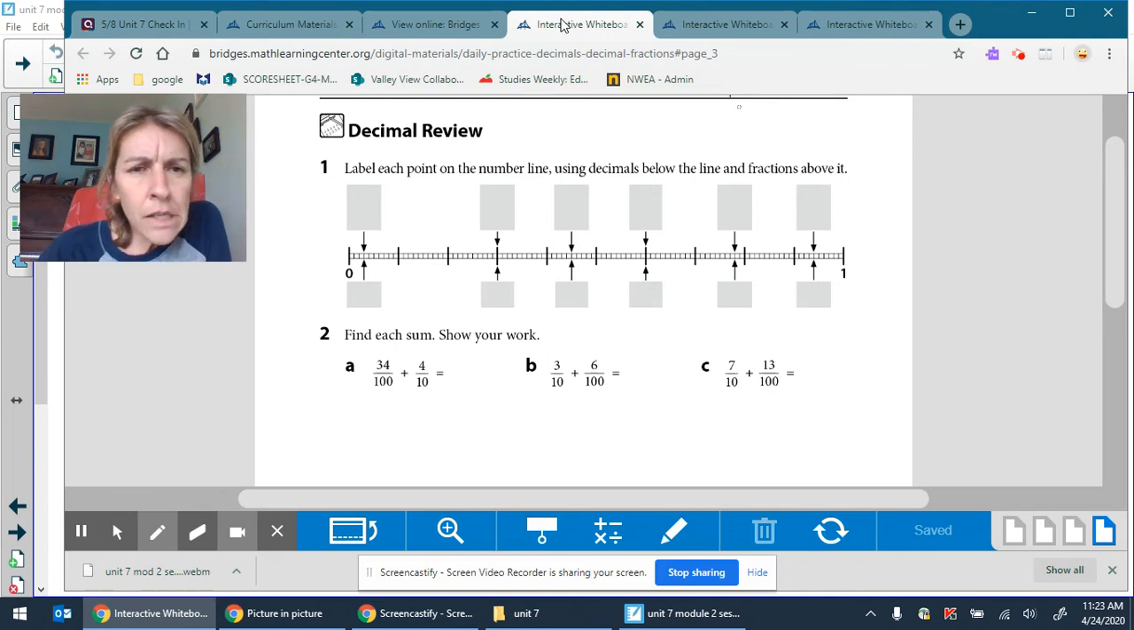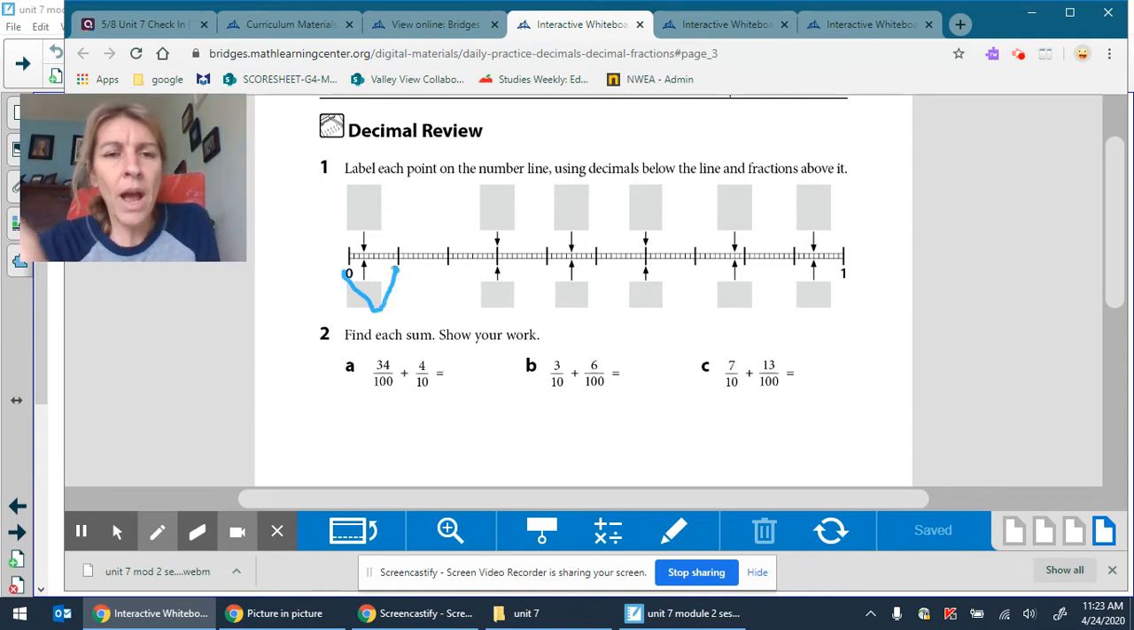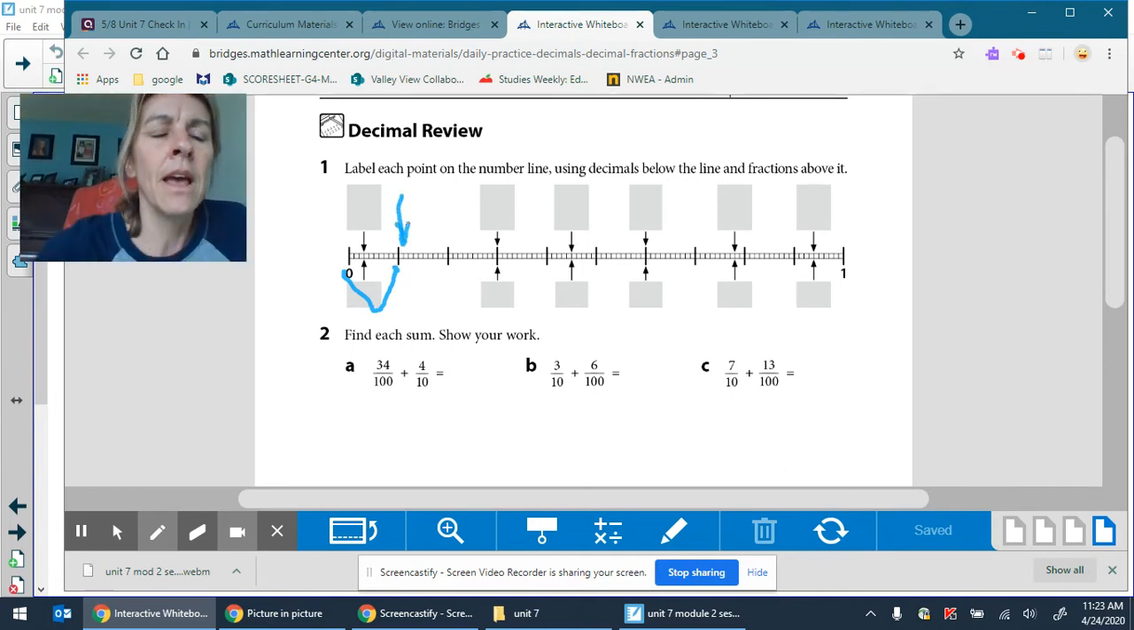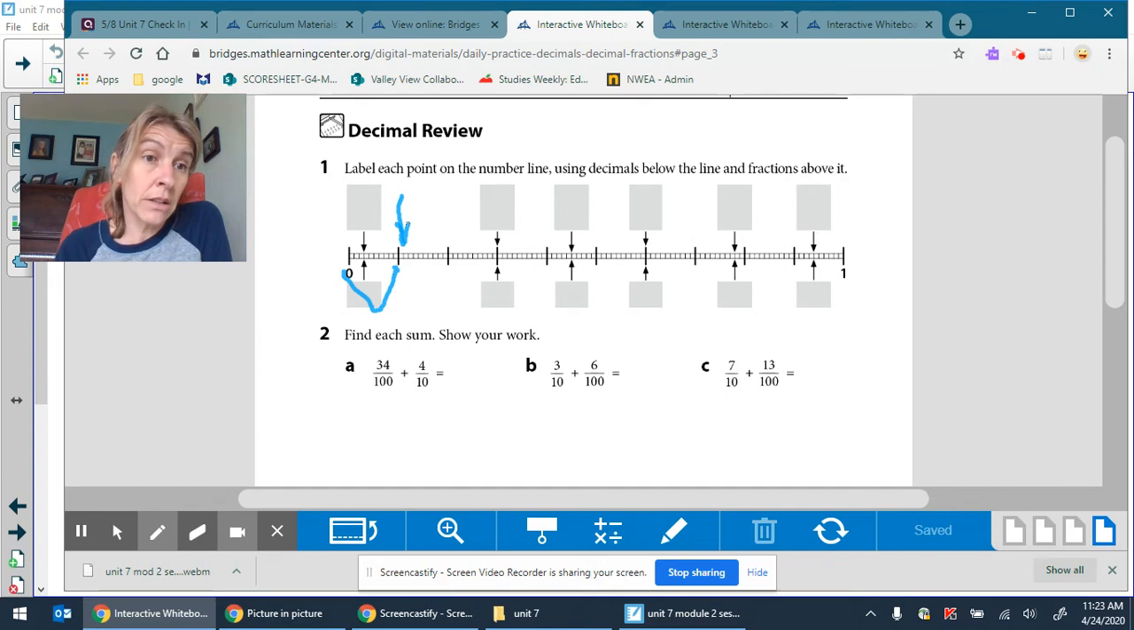So let's look at, we can look at any. So I know this though by now, you guys, that each one of these marks here represent a tenth, so 1/10. So I know this mark right here, just understanding the number line, that's 1 out of 10 or 10 hundredths, or 0.1 or 0.10.